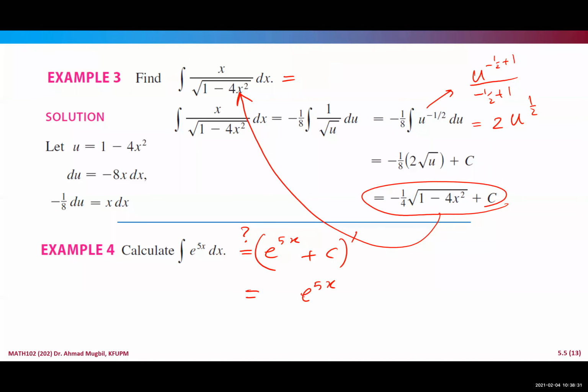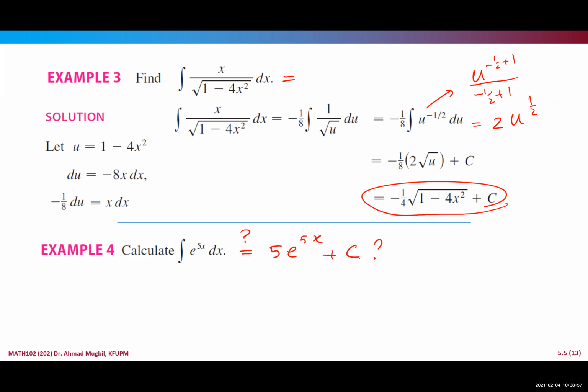So what is the integral of this one? It is 5 e to the power 5x. Is this correct? No. No, it should be over 5, doctor. If you want to check, differentiate. It will be 5 times e to the power 5x multiplied by 5. So you will have 25.